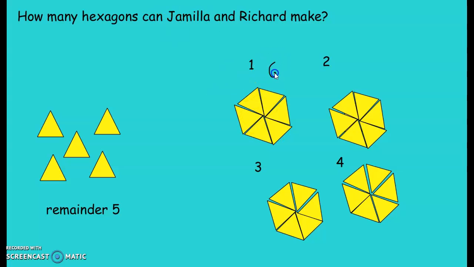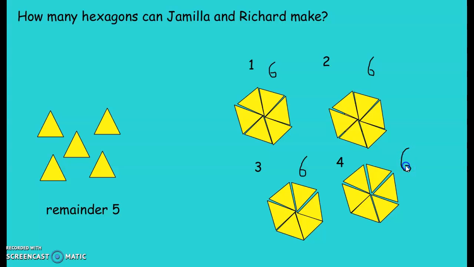in this group here. 1, 2, 3, 4, 5, 6 in this group here. 1, 2, 3, 4, 5, 6 in this group here.